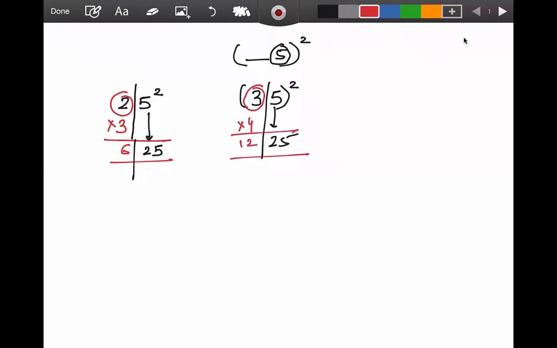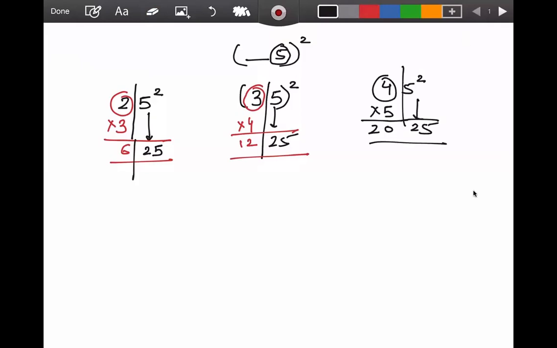Is the concept clear? Yes, sir. Can you guys tell me what is the answer of 45 square? Don't think about the last part. Just solve this one. 4 into? Sir, 2025. Good. 4 into 5 is 20 and we'll have 25. So answer is 2025. Is this clear? Yes, sir. Clear.